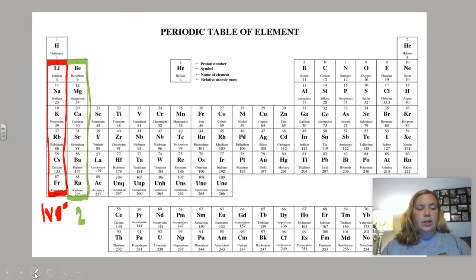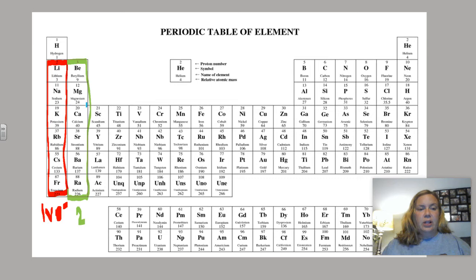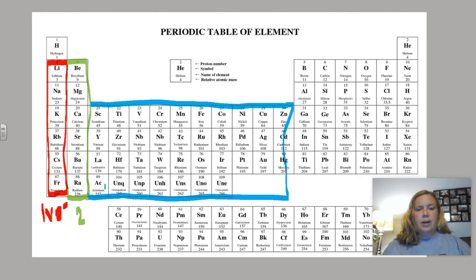Going on to the next section, in the middle we have the lovely transition metals in this middle section here. Oh gosh, that was a bad line. Okay, so it does go right along through here.